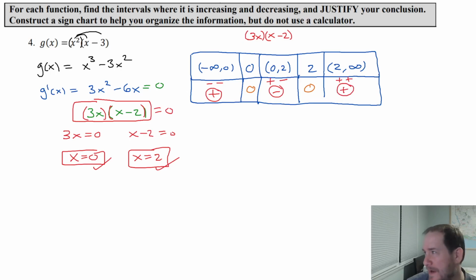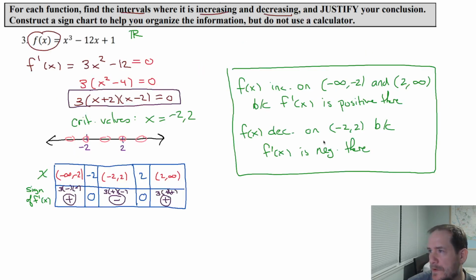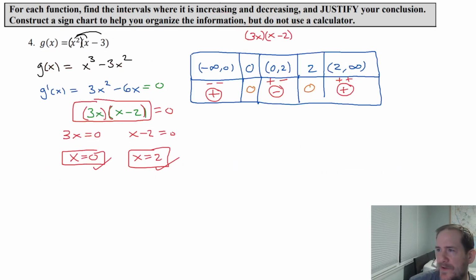So is that the exact same results as last time? Yeah, it is. We go plus, minus, plus, different intervals slightly, but basically the same result where we're going to be positive and therefore increasing on 2 different intervals, and we have a negative derivative, so we're decreasing on 1 interval, and then you just have to write it out again.